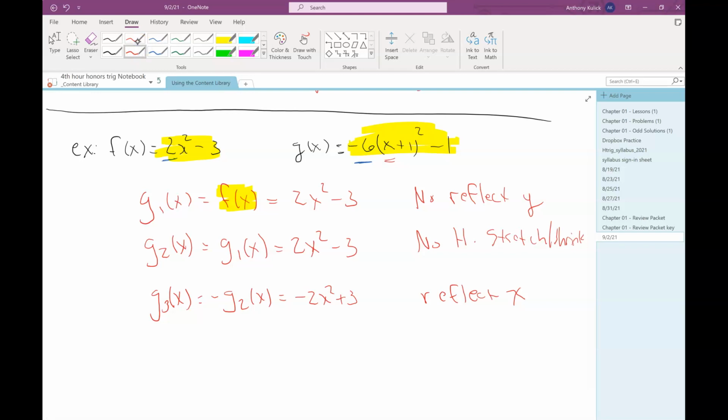Next thing we have to do is look for a vertical stretch or shrink. To do that, I'm again going to look at the leading coefficients. I notice that the leading coefficient of g is 3 times the leading coefficient of f if I ignore the sign. Does everybody agree with that? So g4 is just going to be 3 times g3. So that'll be negative 6x squared plus 9.